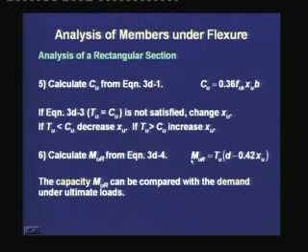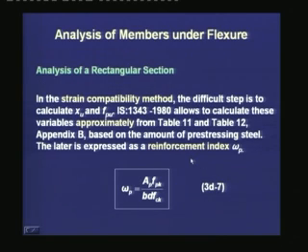Now we do this iteration process till the values of Tu and Cu are reasonably close, and once we have converged to this situation, then we calculate MUR from equation 3D4, which is given as TU times the lever arm. The capacity MUR is then compared with the demand under ultimate loads. In the strain compatibility method, the difficult step is to calculate XU and FPU, which we have to do in an iteration process.